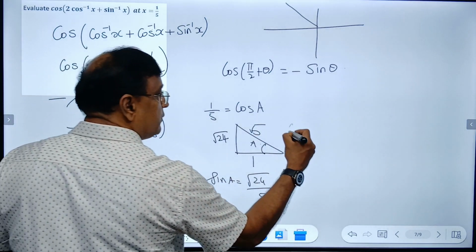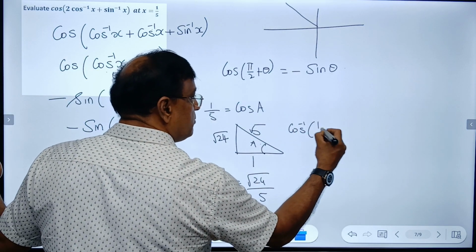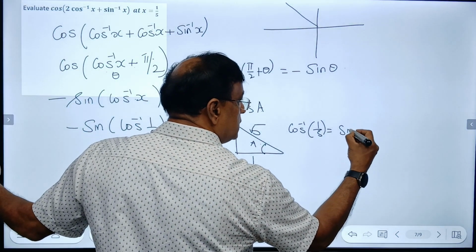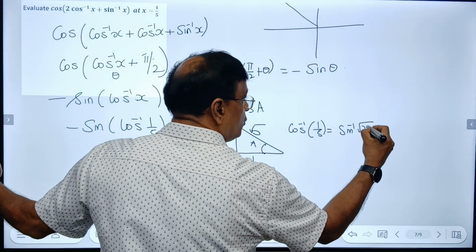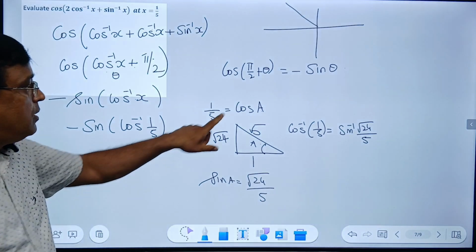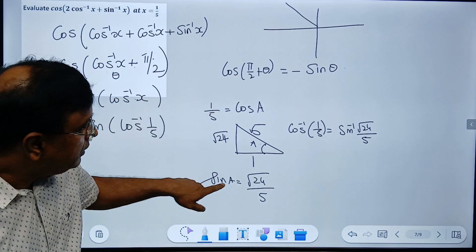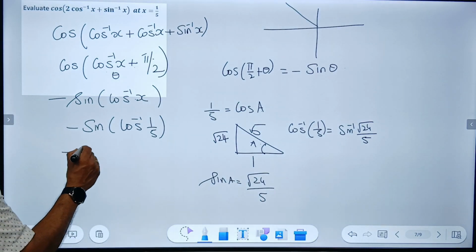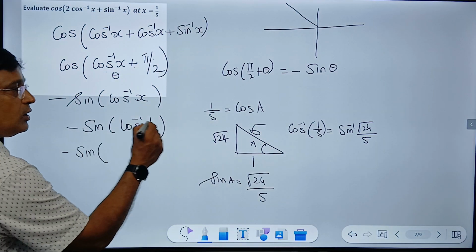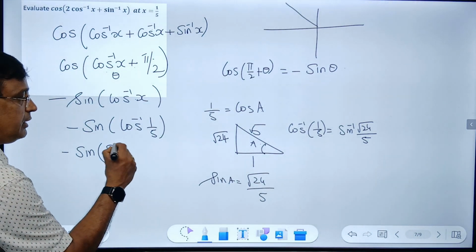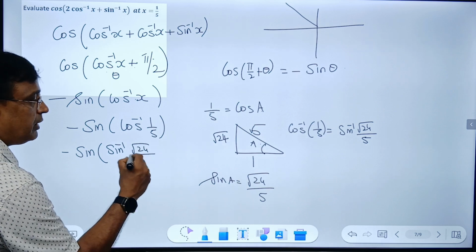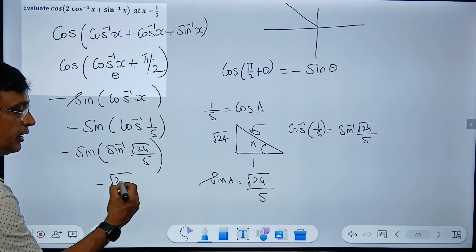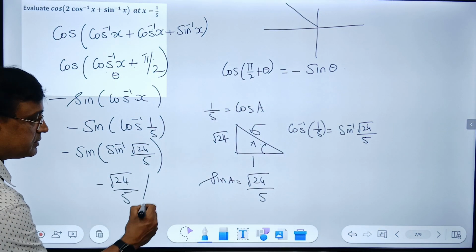So from this you can see clearly cos inverse of 1 by 5, which is A, is the same as sin inverse of root 24 by 5. You see? Cos inverse of 1 by 5, here A will be sin inverse of root 24 by 5. So all that I need to do is replace this cos inverse of 1 by 5 by sin inverse of root 24 by 5. What is sin of sin inverse? It's nothing but x. So this is the answer.